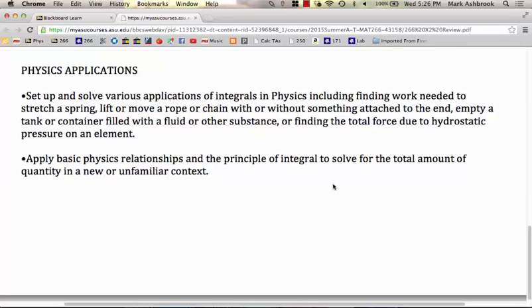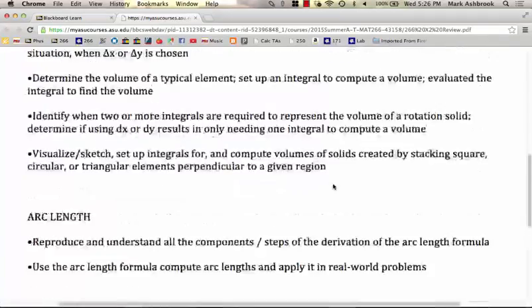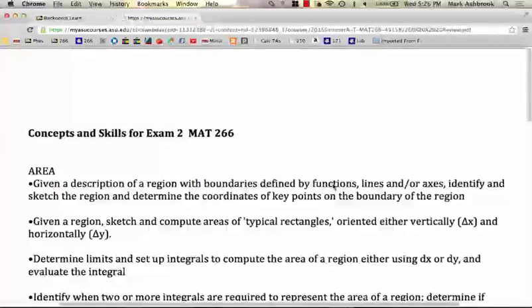Yes, sir? What will the format of this be? So it's going to be maybe like before, like half to three quarters multiple choice, and then the rest written. So it's a similar breakdown to what we had before. Other questions about the exam?